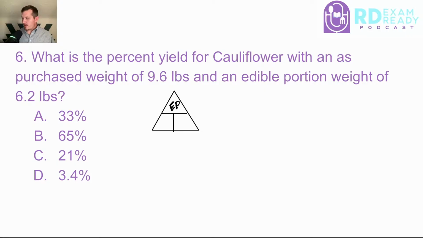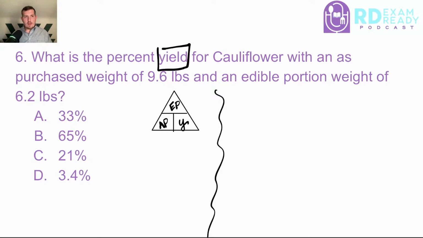EP would be on top, AP would be on bottom, yield would be like so. Okay, so if you're a triangle person, that's what it is. If you're not a triangle person, here's kind of my recommendation from here. It's saying, what is the percent yield?